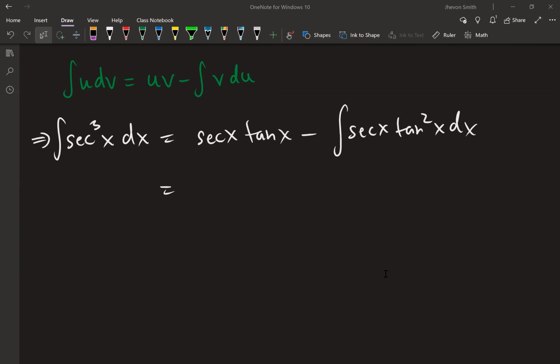Now this is a new integral, which means you fall back on the strategies. Is it a basic rule? Can I simplify it to be a basic rule? Or can a substitution work? All that good stuff. Which of those do you think? Well, it's not a basic rule. So the question is, could we simplify this somehow? Can I rewrite this to be nicer?